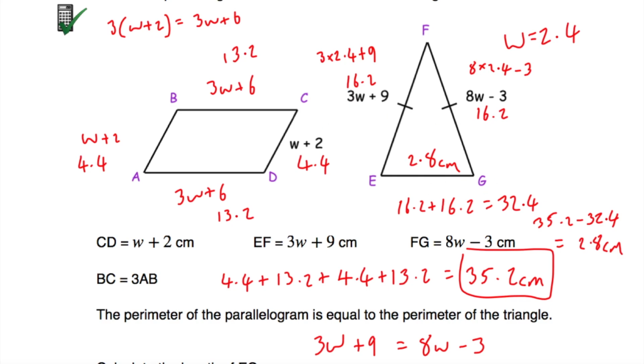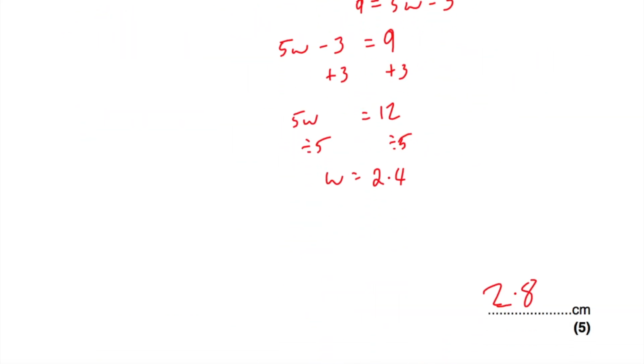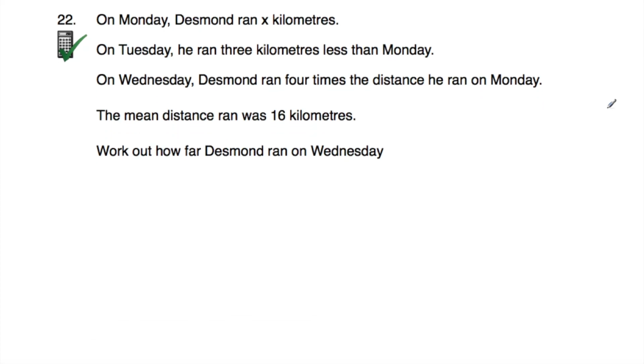And that gives you the length of EG being 2.8. And that's it. Okay, let's have a look at our last question, question number 22. So question number 22 says, on Monday, Desmond ran X kilometers.